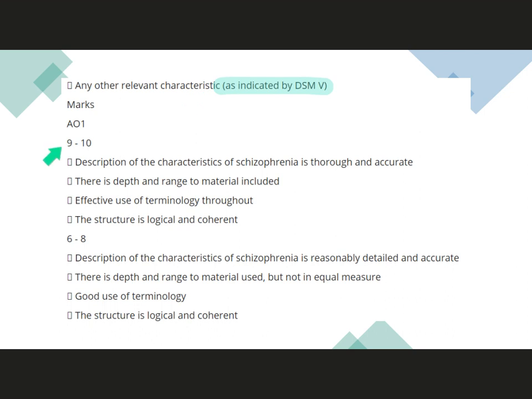So to gain the top marks for these types of questions, which are an AO1 because they're just talking about the characteristics and we cannot evaluate the characteristics, you will need to describe the characteristics of schizophrenia thoroughly and accurately. So you need to make sure you go over things in depth. You cannot just skim over the topics. You also need to make sure that there is depth and range to the material that you've included. So you need to cover things very well.